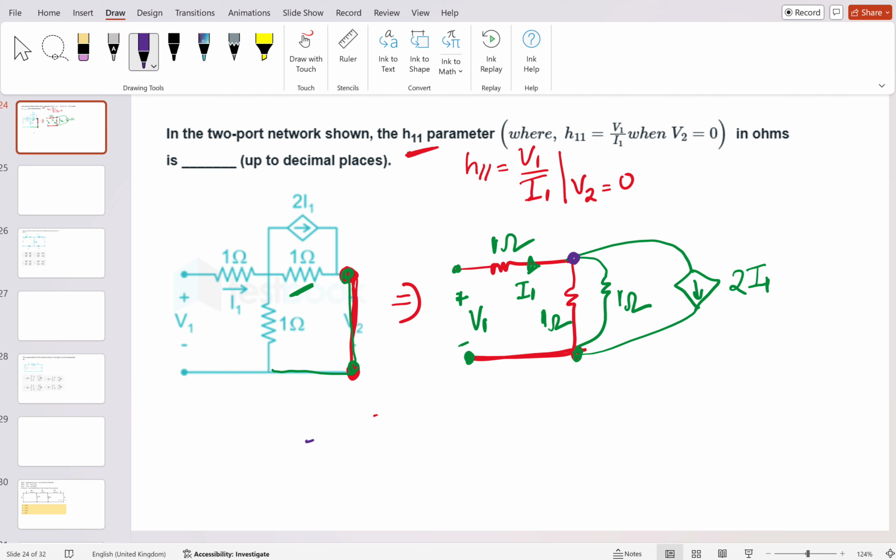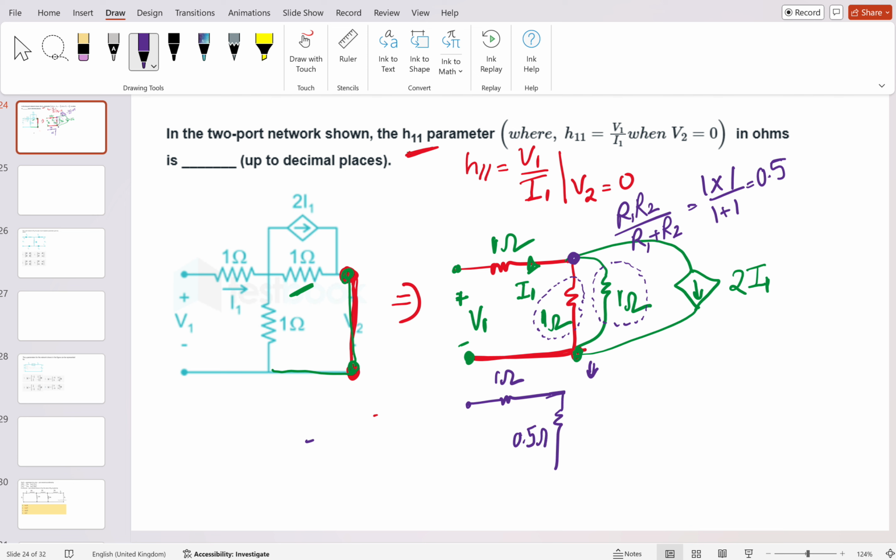When you see this 1 ohm, this 1 ohm, and this 1 ohm, they are actually in parallel. If it is in parallel, you can simply write it like this. This is the 1 ohm and this is the parallel. So the equation will be R1 R2 divided by R1 plus R2, which is 1 times 1 divided by 1 plus 1, equal to 0.5 basically. So here it is equal to 0.5. And this is already given.